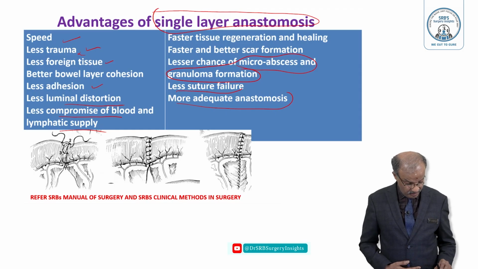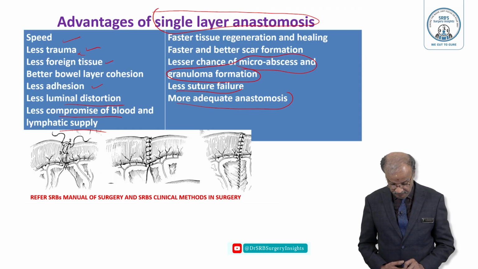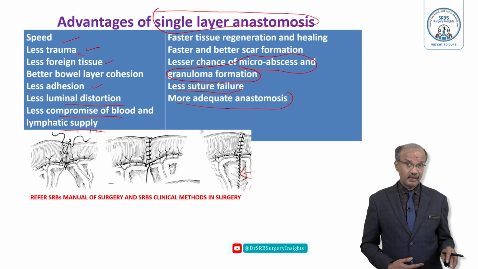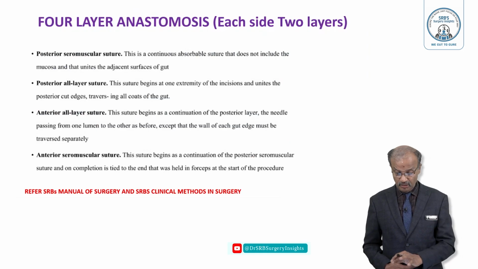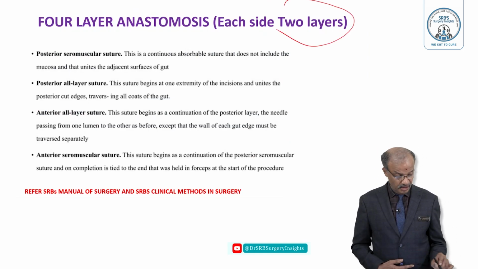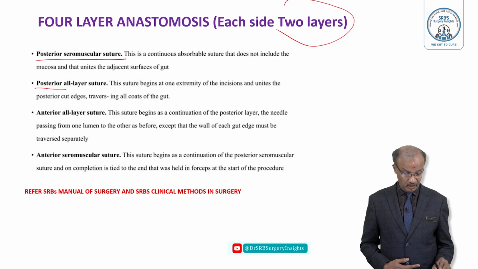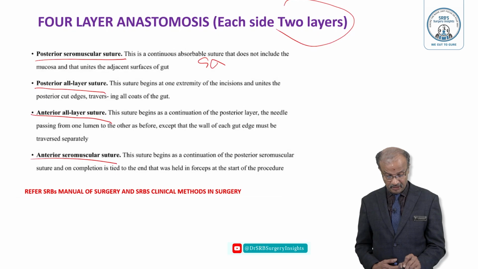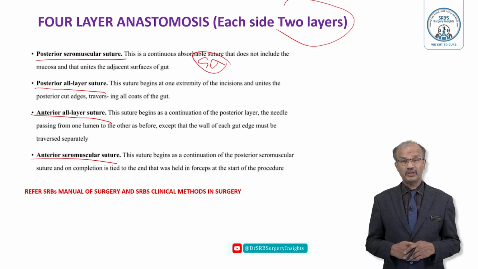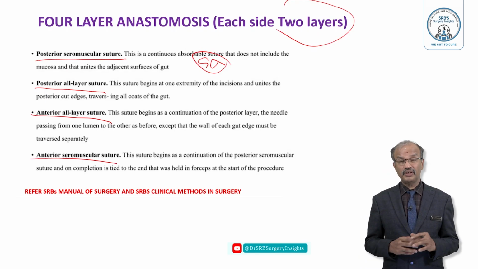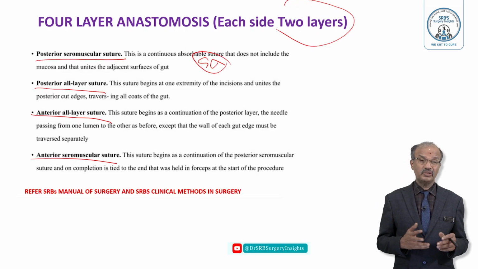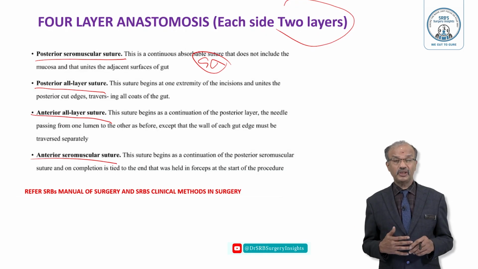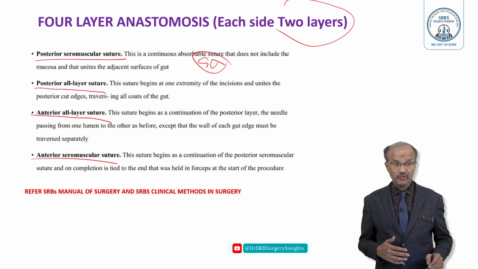So this is exactly how to do interrupted sutures in layers. See that mesenteric suturing is again the most important thing to prevent internal hernia, which may cause problems. So 4-layer anastomosis, each side 2 layers, called posterior seromuscular. I have already told, posterior all layer, anterior all layer, anterior seromuscular. Most commonly it is used in the GJ, gastrojejunostomy, truncal vagotomy and gastrojejunostomy, distal gastrectomy and gastrojejunostomy in different situations, when you do gastrojejunostomy, or in advanced carcinoma of the pylorus or antrum, as a bypass procedure, anterior gastrojejunostomy. There also many times we use a 4-layer anastomosis.